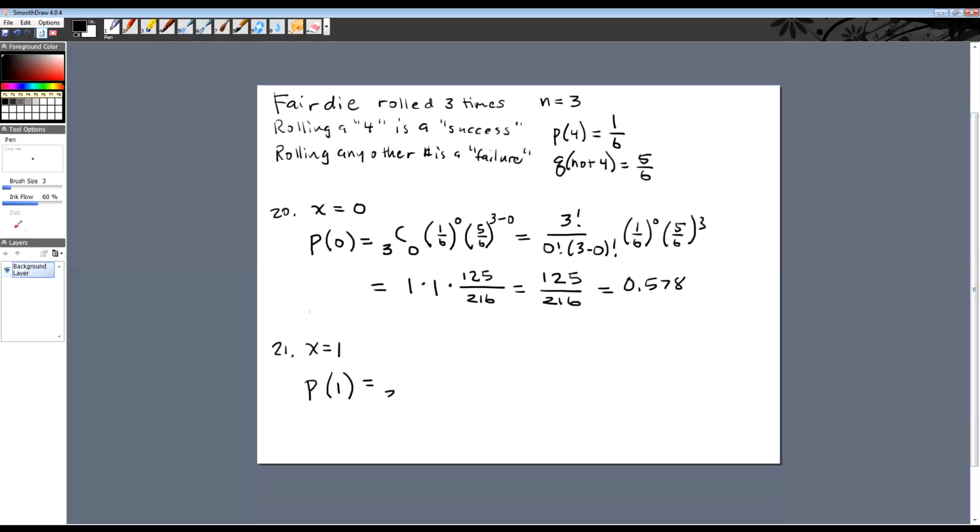So now we have 3 choose 1, 1 over 6 to the first power, 5 over 6 to the 3 minus 1 power. So this gives us 3 factorial divided by 1 factorial times 3 minus 1 factorial times 1 over 6 to the first power and 5 over 6 to the second power.